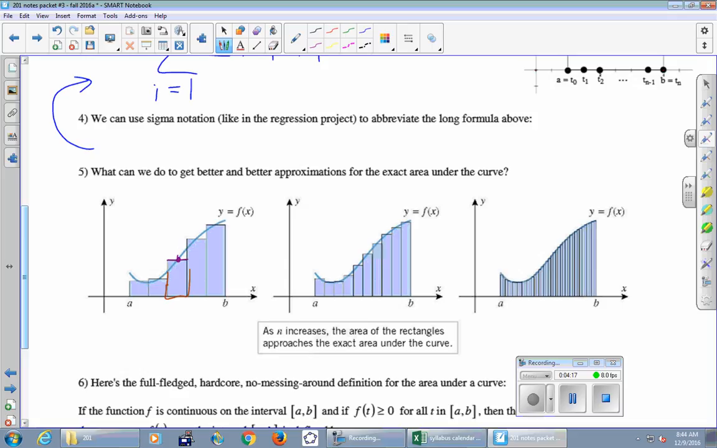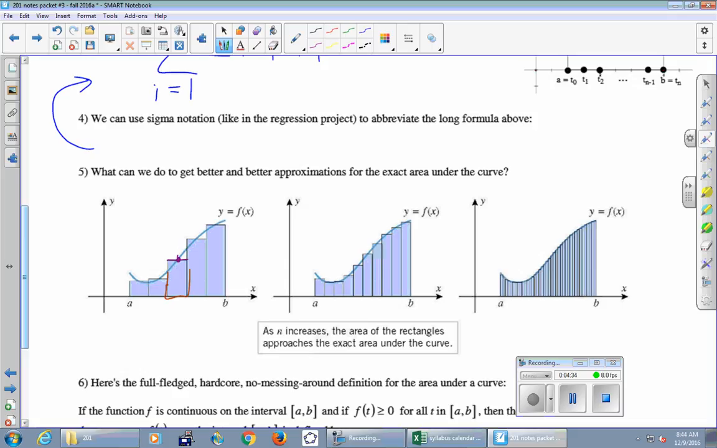Okay, so there's 5 rectangles, maybe that's about 10, maybe there's about 20 or 30, I can't tell. But what do we notice about the area under the curve, which is what we're after, compared to the area that is the sum of the rectangles?